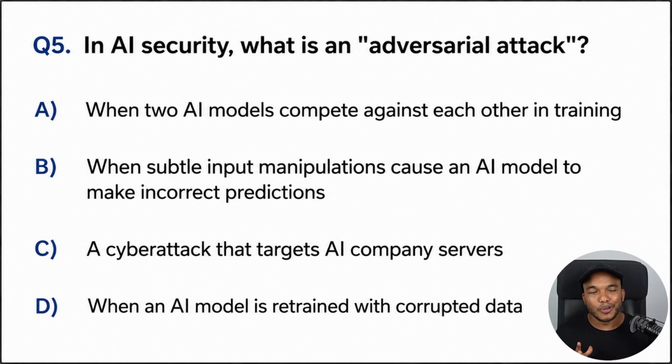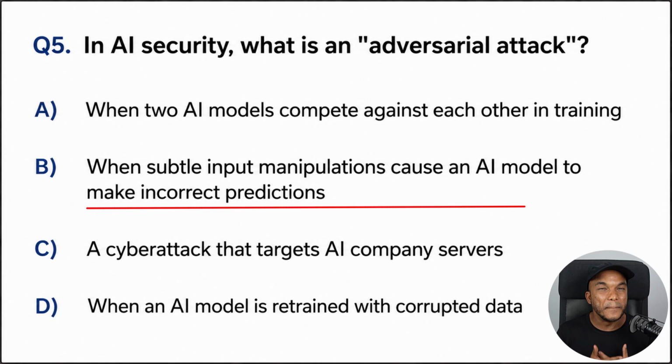And the answer is going to be, well, it's not option A. You don't have two AI models competing against each other. It's not option C either. It's not a cyber attack against AI company servers. It's either B or D, but the right answer is actually B. When subtle input manipulations cause an AI model to make incorrect predictions. And one thing you should know about the adversarial attack is that AI models are typically most vulnerable during the training phase when they're being trained on data sets.